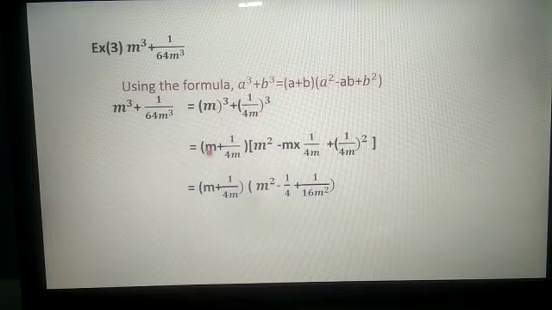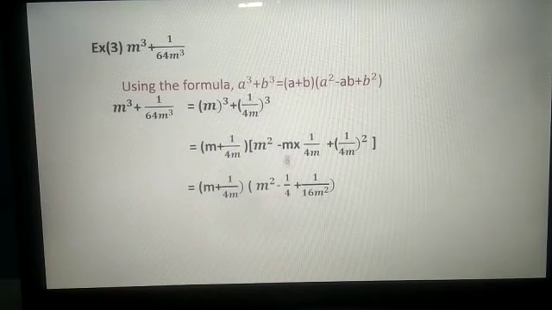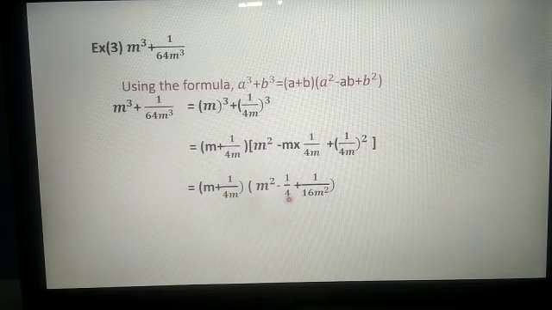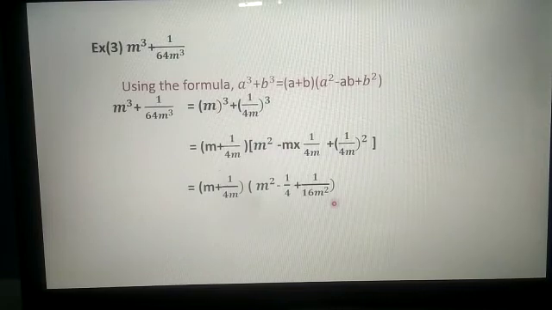Now using that formula, a plus b, m plus 1 upon 4m in one bracket, and a square means m square minus a into b means m into 1 upon 4m plus b square means 1 upon 4m whole square. Now again m plus 1 upon 4m will be as it is, and what is the answer of it? m square minus 1 upon 4. This m and this m get cancelled and we get 1 upon 4 plus 1 square is 1 and 4m square is 16m square. In this way example 3 is also over.